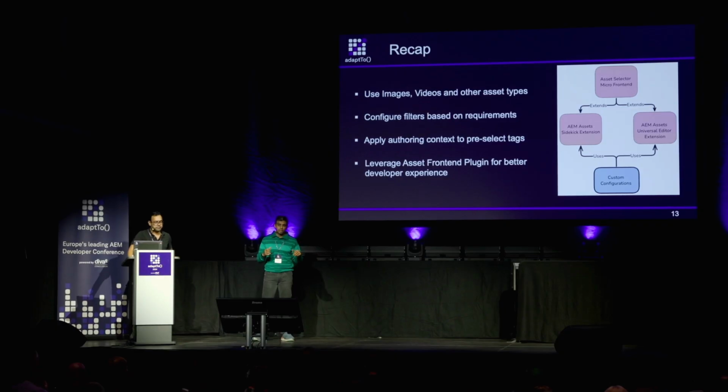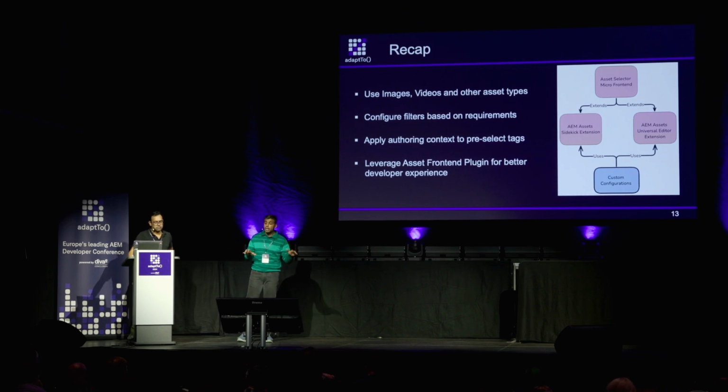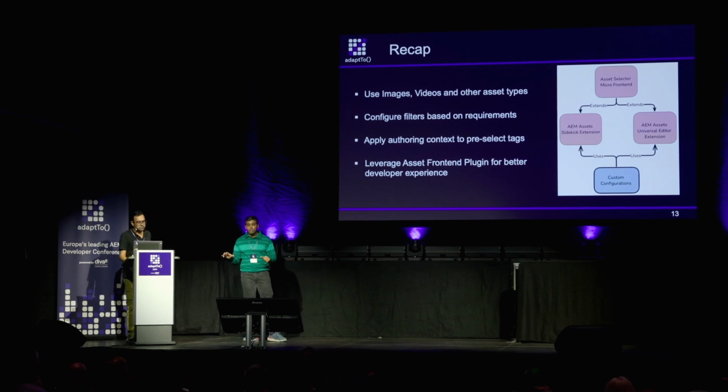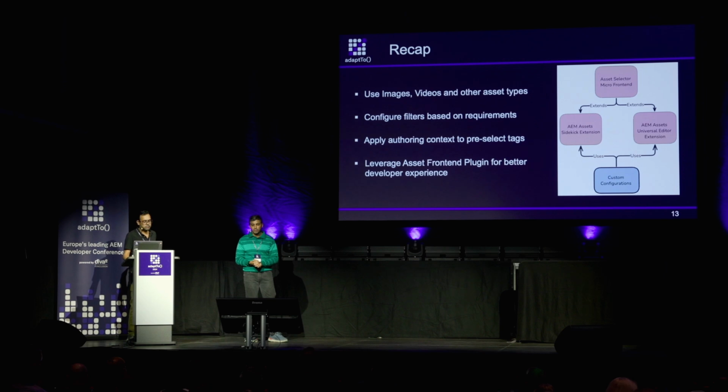So taking a step backwards and looking at the broader picture, there are two surfaces where this assets integration surfaces. One is through the Universal Editor, and the second is the doc-based authoring flow, which is the Sidekick extension. Both of these use the common core, which is the Asset Selector micro frontend, and then these can be plugged in with the custom configurations based on your custom requirements.